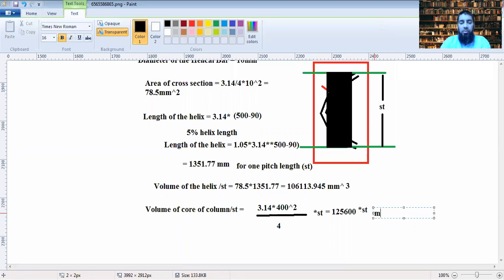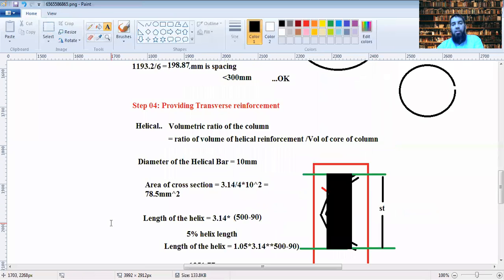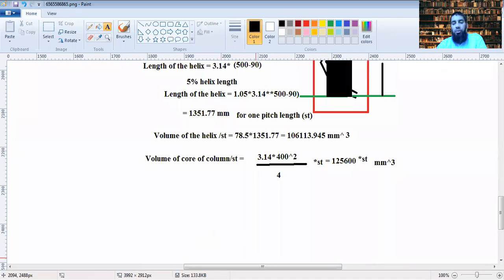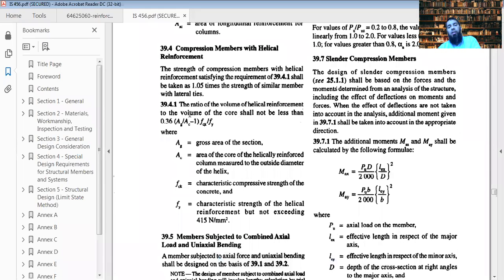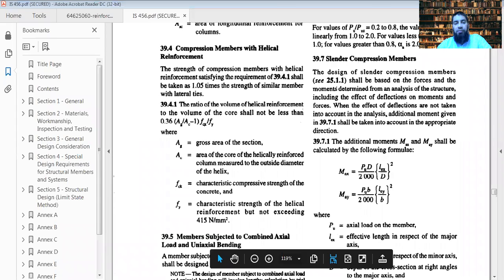So this would be mm cube. Now the volumetric ratio is this: the ratio of the volume of the helical reinforcement to the volume of the core shall not be less than, so it should always be greater than this value, 0.36 into Ag by Ac minus 1. Now this ratio has to be greater than this value.